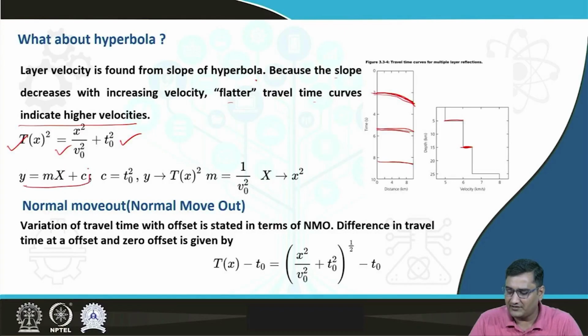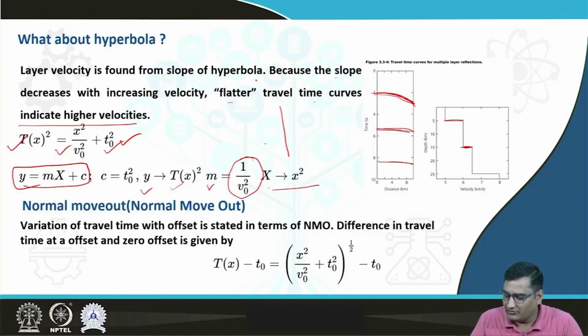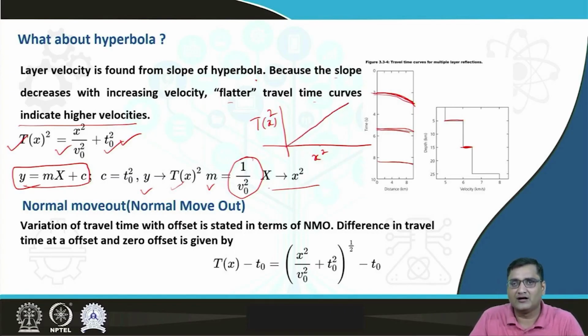If you compare it with the equation of a line, y is equal to mx plus c, then c is equal to t naught square, y is equal to tx square, m is the slope, that is 1 by v naught square, and x is x square. So if you plot your travel time curve with respect to tx square and x square, that is the offset squared, it should come out as a straight line, and the slope of the straight line will give you the velocity in the first layer.